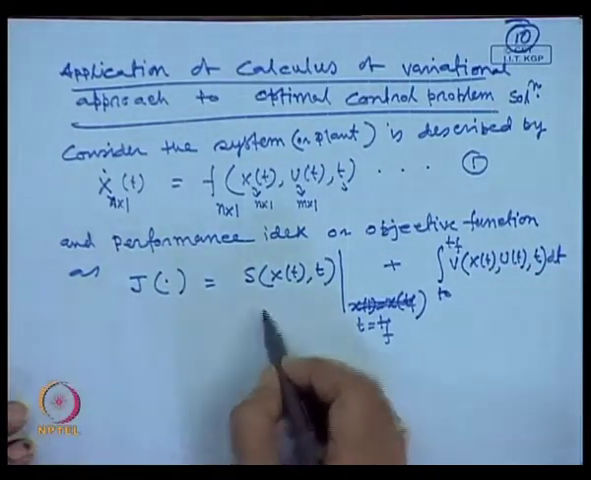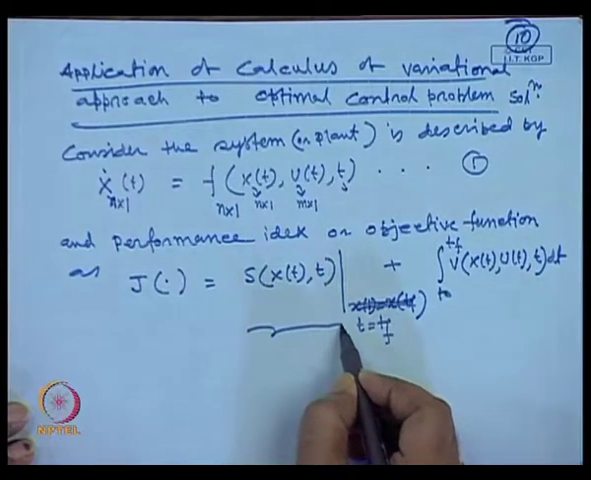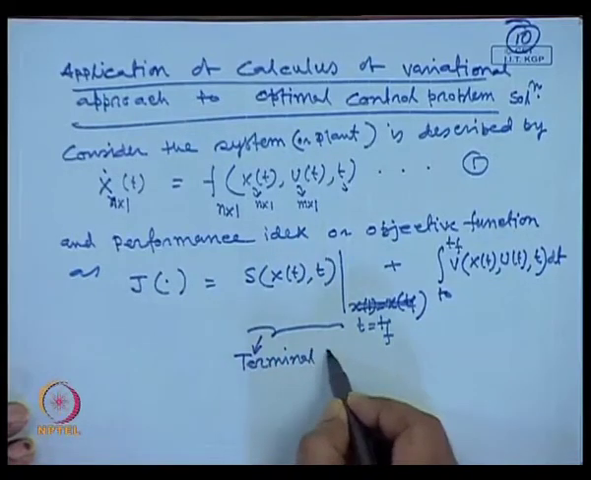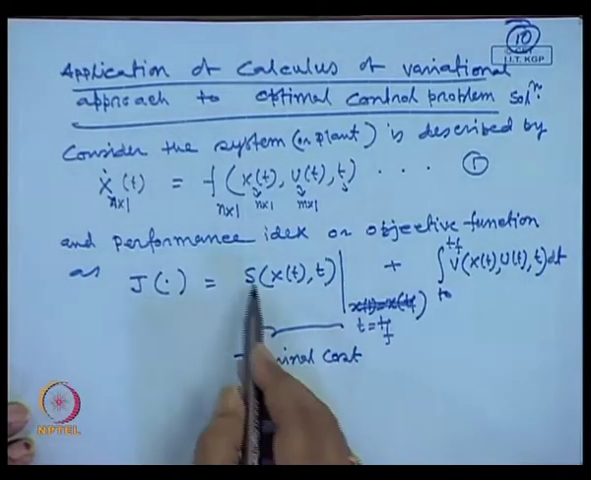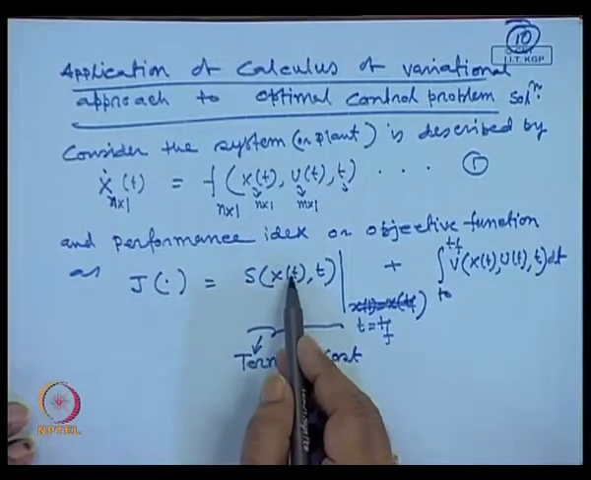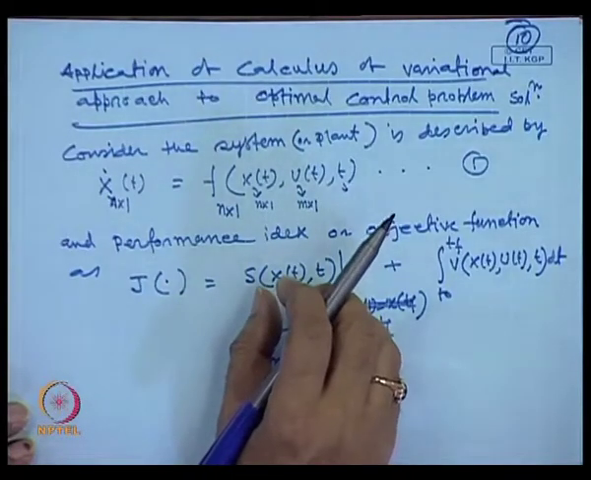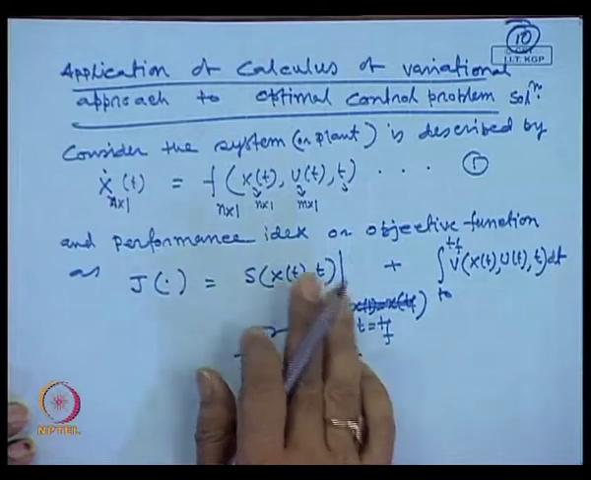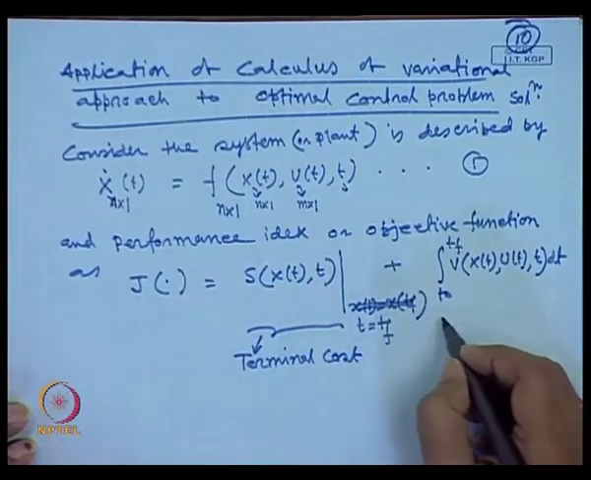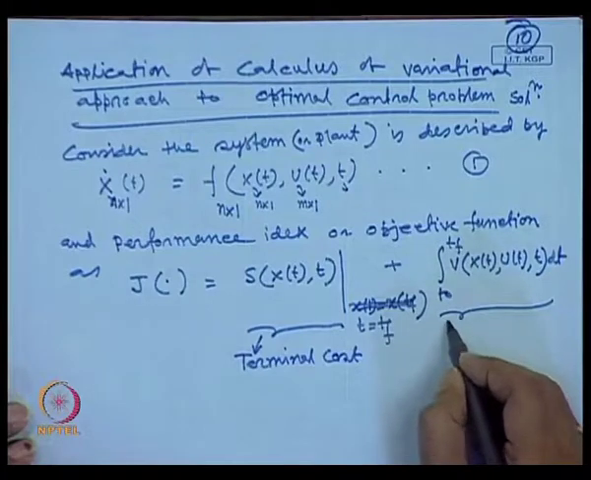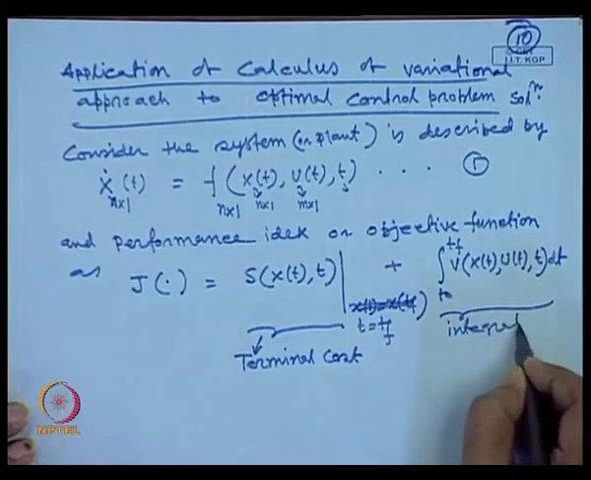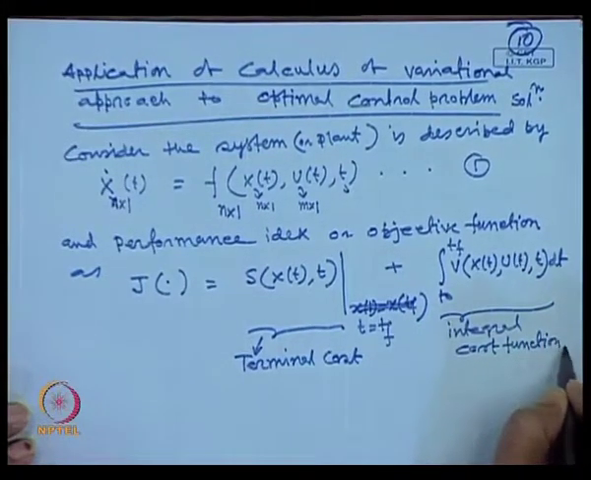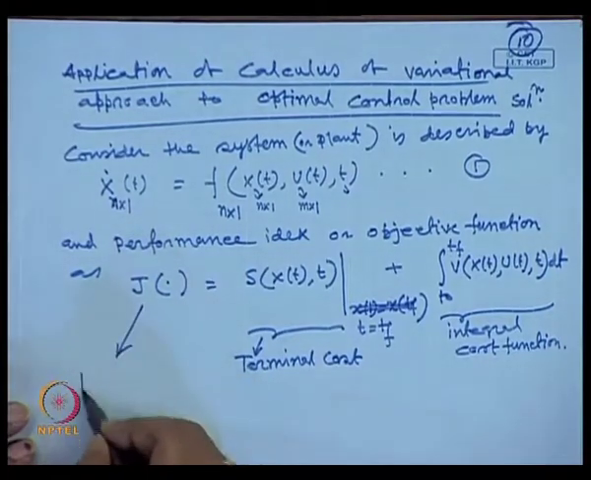We call the first term the terminal cost, and this S is a function of x of t and t. It is differentiable with respect to time t, and that function is a continuous function. This term is called the cost function integral, and that J is your performance index.